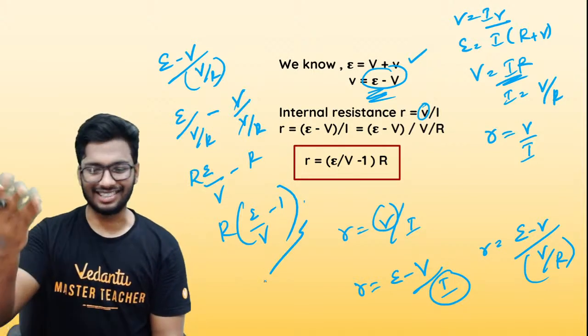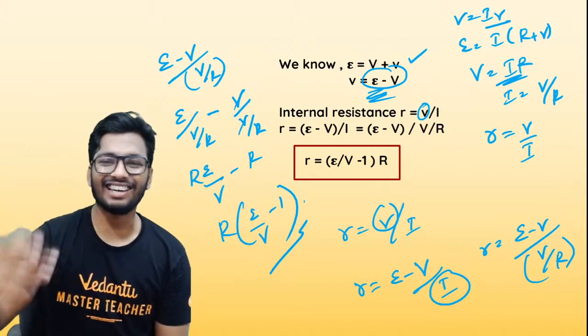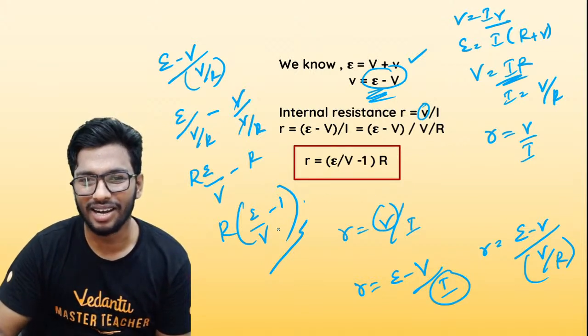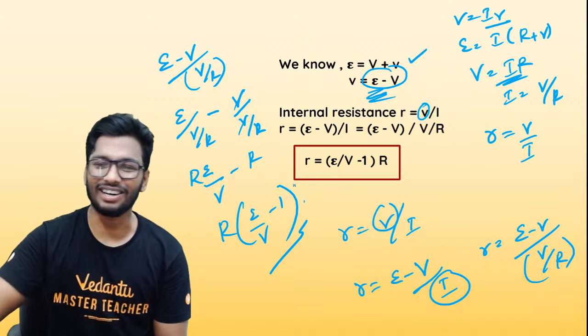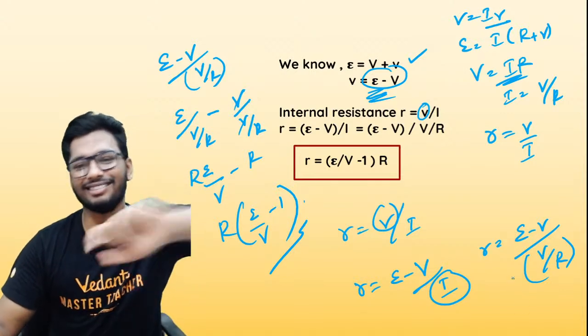Yes. So that's it, guys. That's all. Rearrange the equation. You'll get this: epsilon minus V divided by V minus 1 into R would be the equation. Just rearrange the equation, alright? I did some blunder over there, but yeah, this is what you're gonna get.